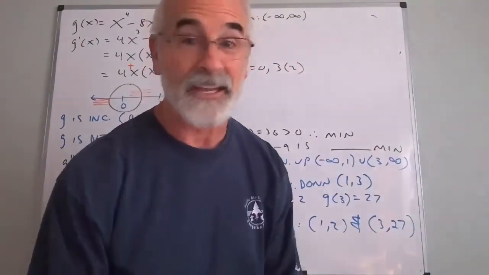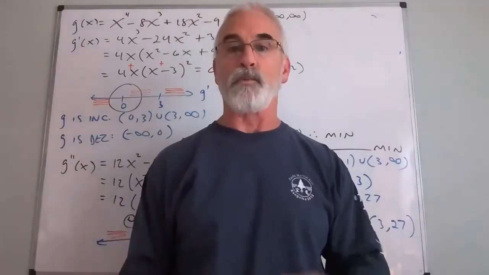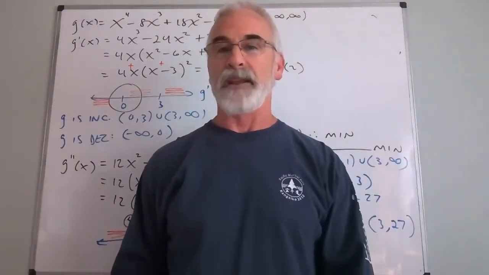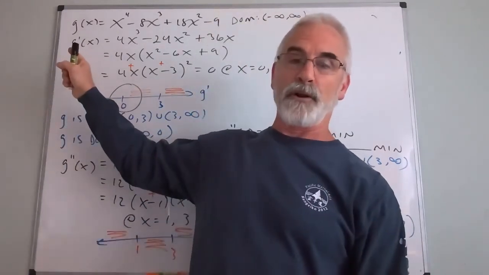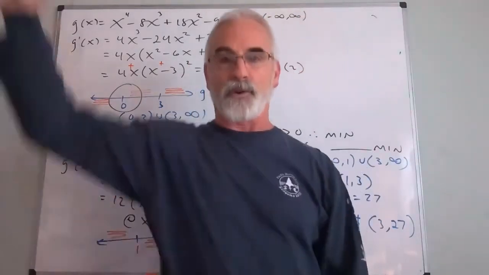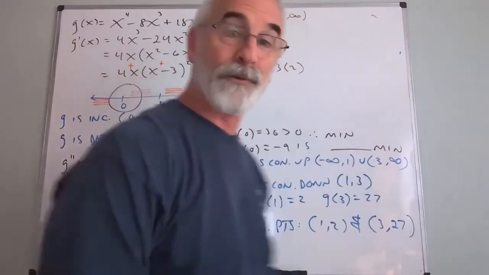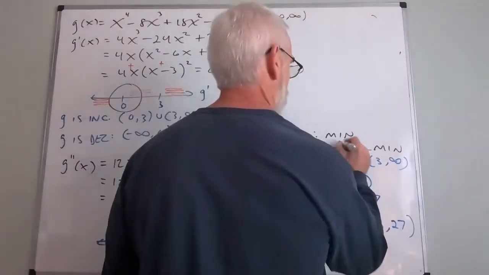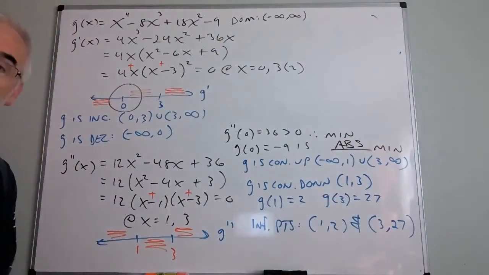That's it. Again, if you did anything other than what I just did with my hands, that means you guessed at your conclusion. Because there is no mathematics to arrive at your conclusion other than to say, as x grows without bound, this is going off to positive infinity. As x goes negatively without bound, it's also going to positive infinity. So any minimum has to be absolute. Great. That means this graph has a lowest point.